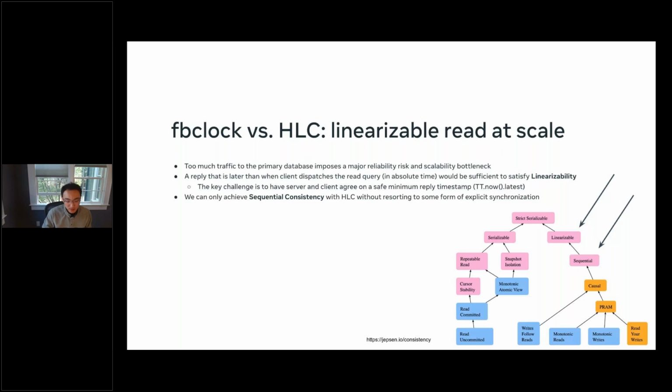How Spanner does this in TrueTime is that the client will pick a timestamp that's definitely in the future. So if the read is satisfied at this timestamp on the server, then obviously it's going to be later than when the client dispatches the request, and hence it satisfies linearizability. Of course, by picking a timestamp in the future, you always run into the possibility of blocking the read because the server doesn't have it yet.